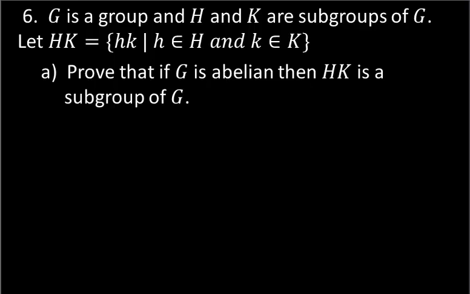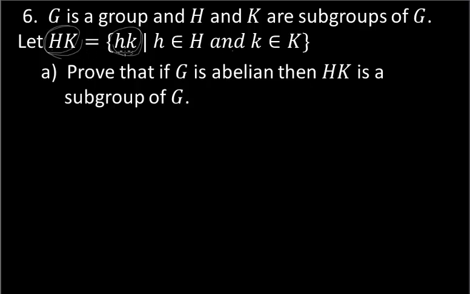G is a group. H and K are two subgroups of G. Let HK be, and then here's how you read this. Now you've never seen that notation before. These aren't matrices, they're not group elements, they're subgroups, they're sets. HK is the set of all products, elements from capital H on the left and elements from capital K on the right.